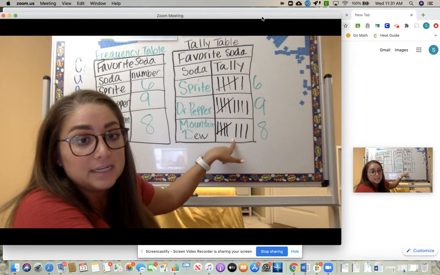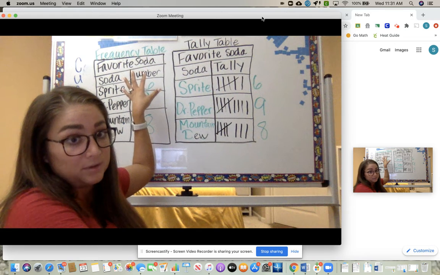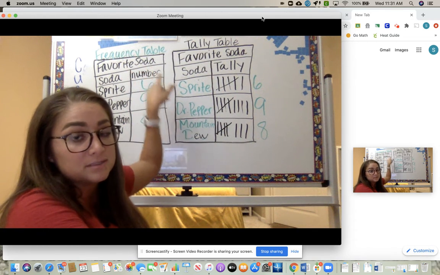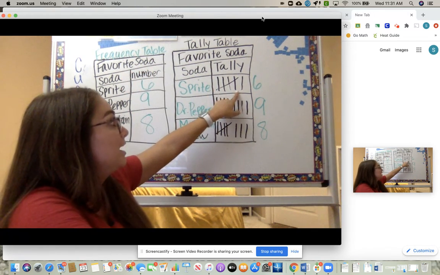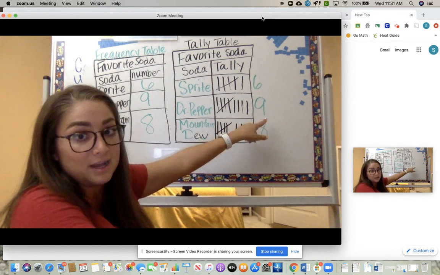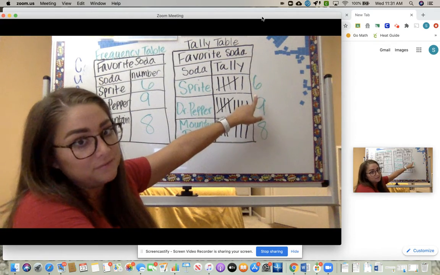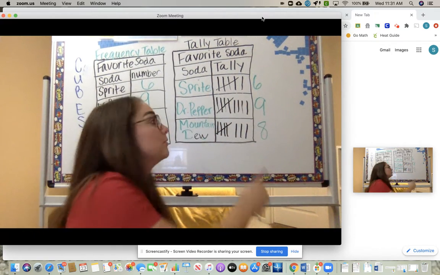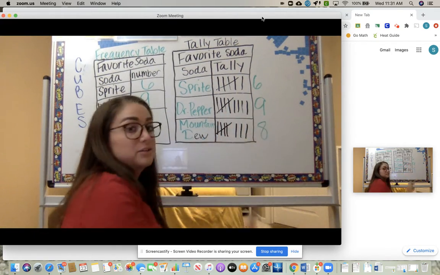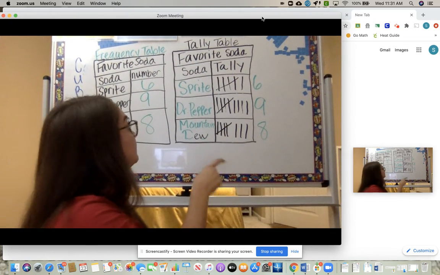Then we needed to turn our tally table into a frequency table. Remember, frequency is with numbers. So we counted. We had 5 plus 1 is 6. 5 plus 4 is 9. 5 plus 3 is 8. I always have them, on every problem, write the number next to the tally so they don't get confused, and it's easier to not make mistakes.